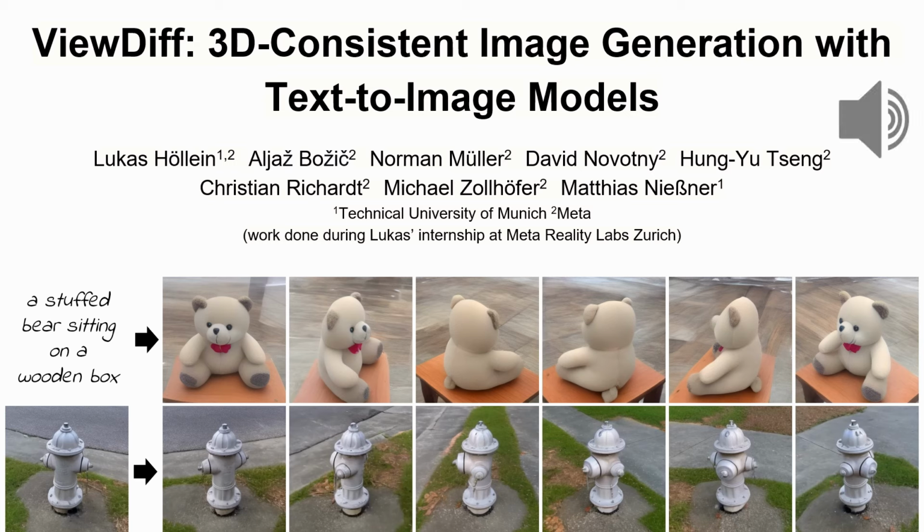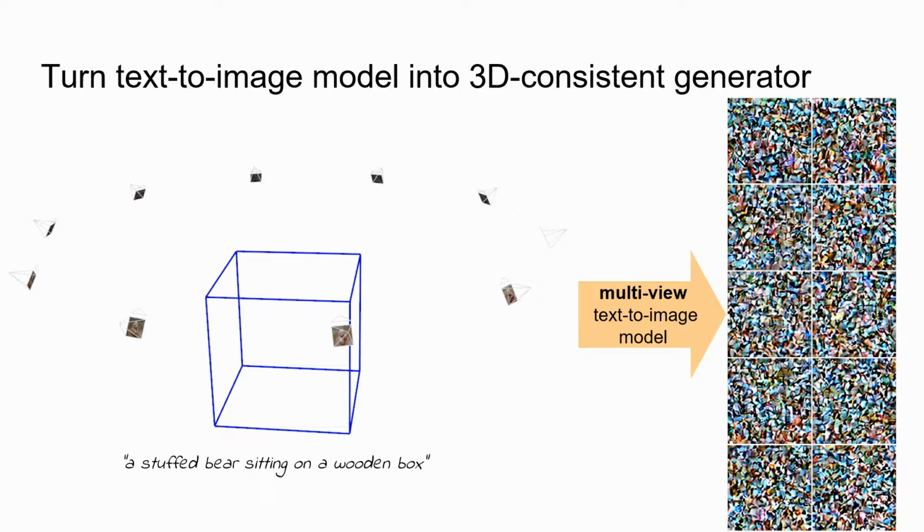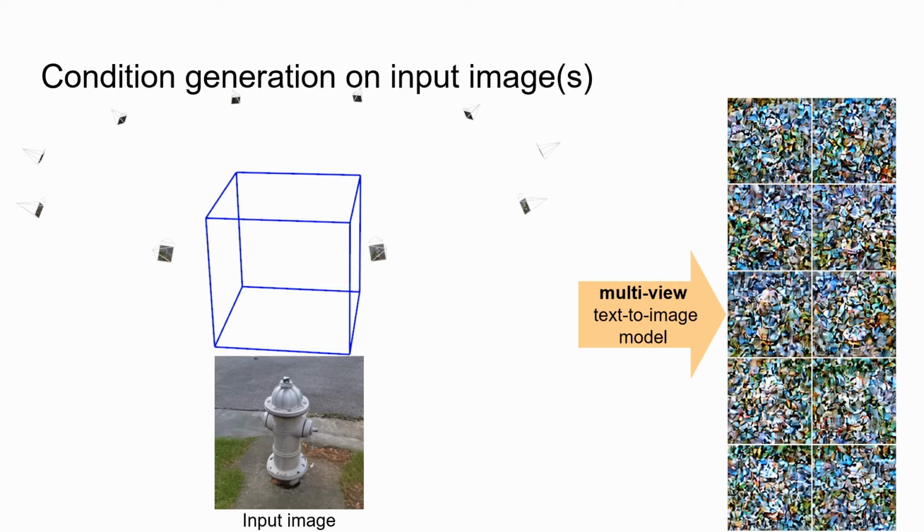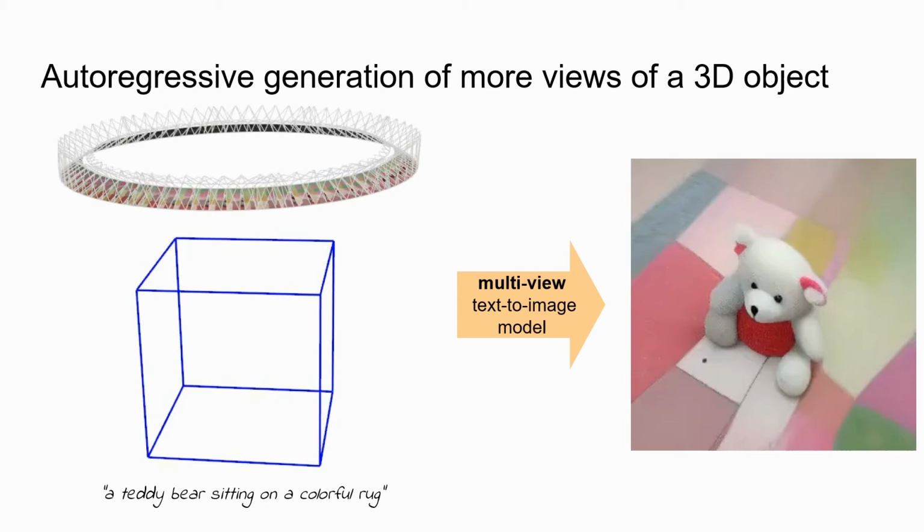We present ViewDiff, 3D-consistent image generation with text-to-image models. Our method leverages pretrained text-to-image diffusion models and turns them into 3D-consistent image generators. Given poses and text as input, we jointly denoise all images of the same 3D object. We can also condition our method on input images instead of text. This allows us to generate more views of the same 3D object in an autoregressive fashion.